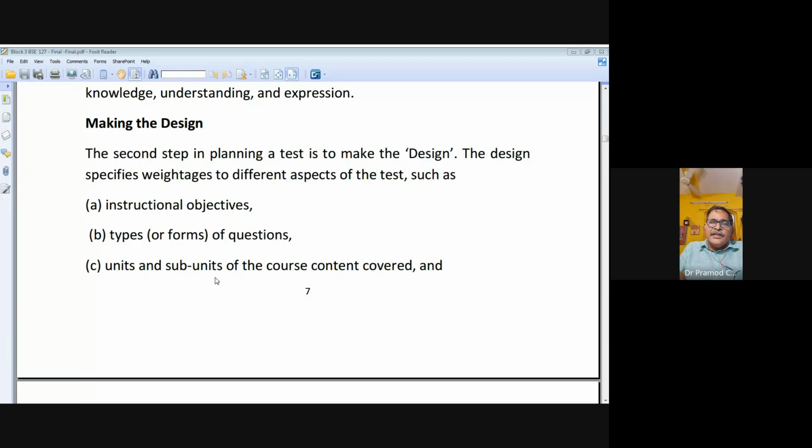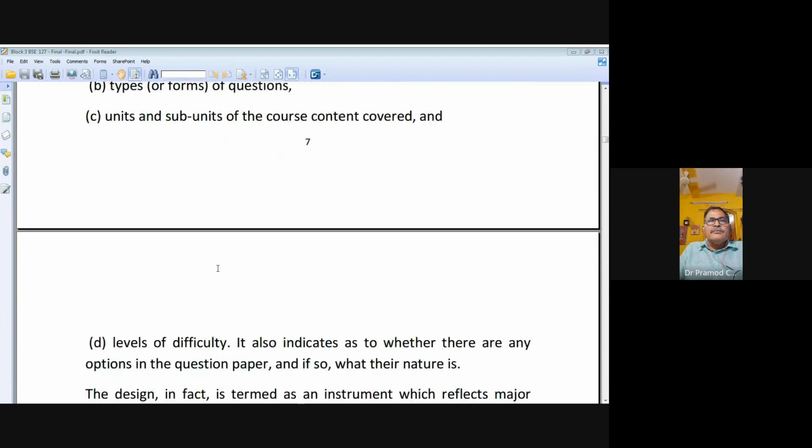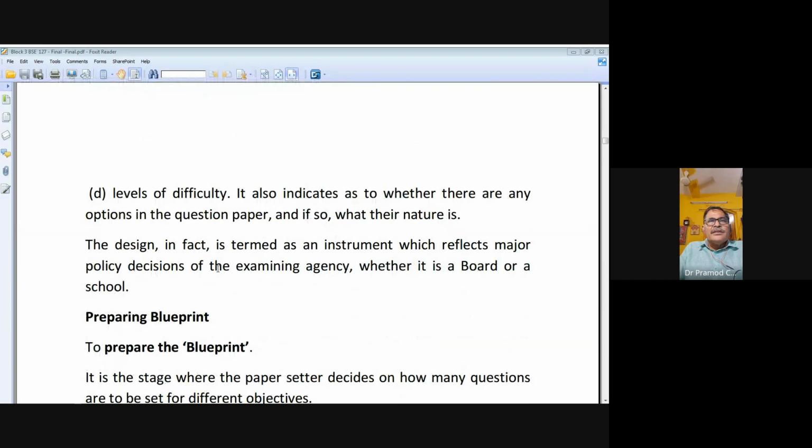One is objectives, instructional objectives, then the type of the questions, then we will have to take the content area. When we are taking the content area into consideration, we are also taking the units. Suppose in a particular book there are 10 units, then you will have to take all 10 units into consideration. But when you are trying out the test, then definitely the difficulty level should be taken into consideration.